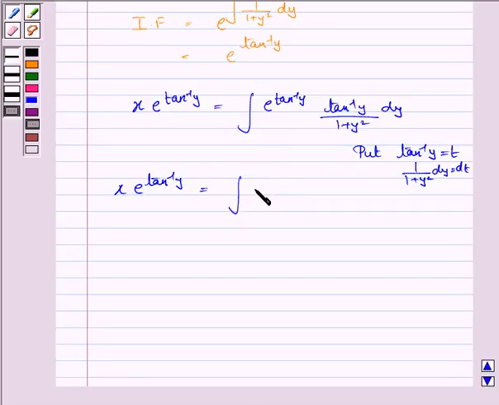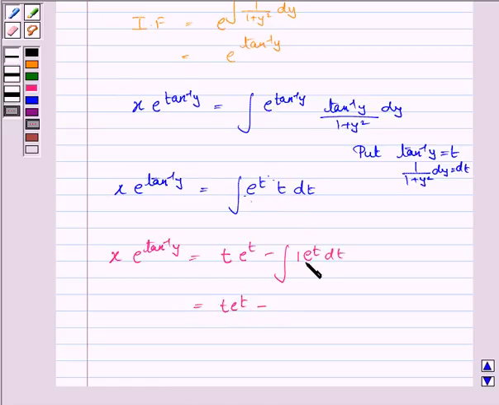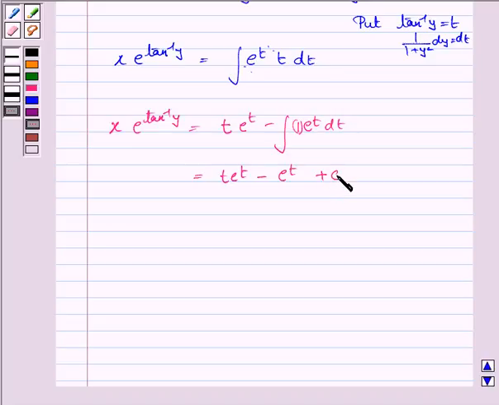So this integral becomes e^t into t dt, since 1/(1 + y²) dy is dt. Now this is equal to x into e^(tan⁻¹y). Now to integrate this we'll use integration by parts. So we have t into the integral of e^t, which is e^t, minus the integral of the derivative of t with respect to t, which is 1, into the integral of e^t dt, which is equal to t e^t minus e^t plus c, where c is the constant of integration.